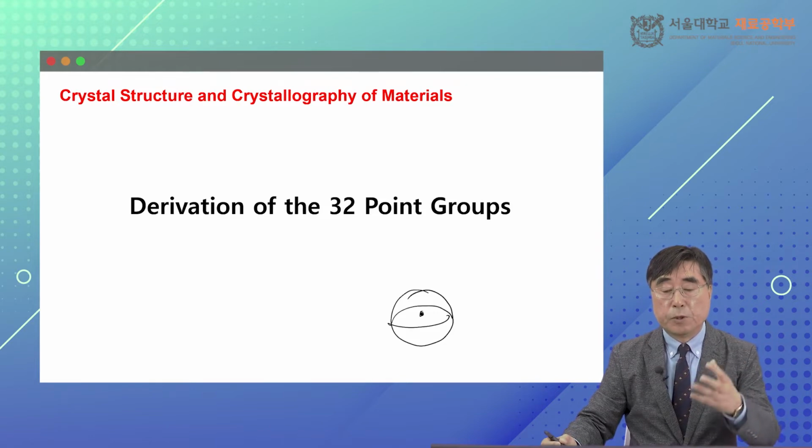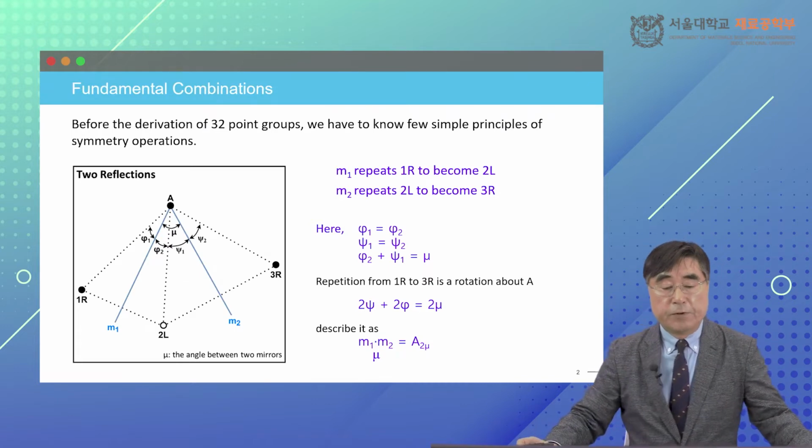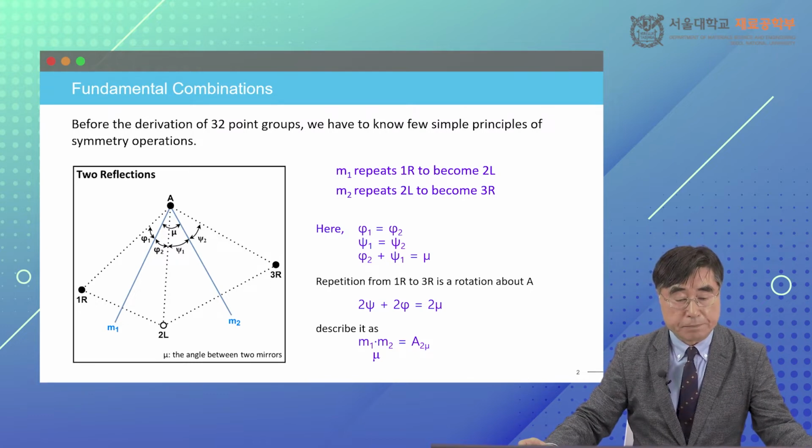By combination of all these rotation elements and multi-rotation elements, and the mirror plane and inversion, what kinds of symmetry elements are possible just surrounding this one lattice point, the point group. Then we can have 32 point groups, and I will systematically derive these 32 point groups one by one. Before doing that, there are a few principles that we have to remember.